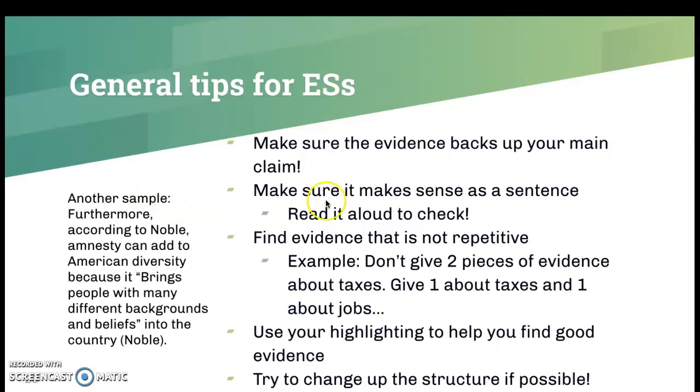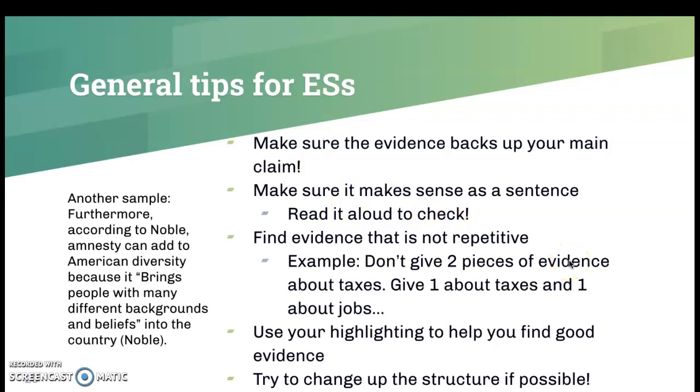You also need to make sure it makes sense as a sentence. We already kind of went over that in the last slide. Read it out loud to check. Read it out loud to yourself. Read it out loud to your guardians, to brothers, to sisters, to whoever you're at home quarantined with. Call a friend. Make sure it makes sense as a sentence.